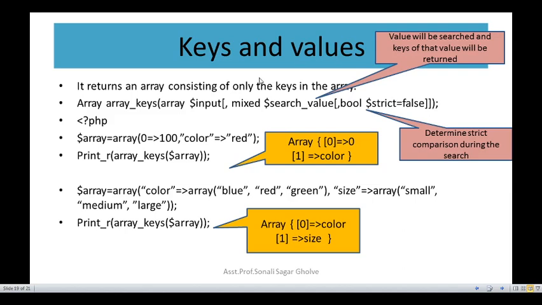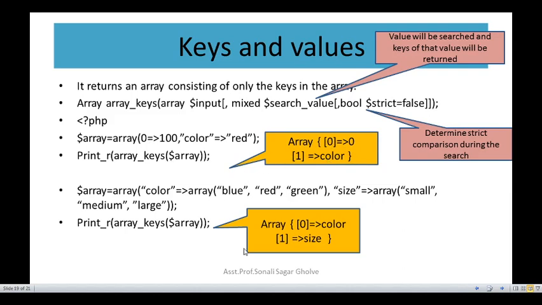Here is one example for this keys and values. See, $array 0, 100, color red, and here we are printing the array_keys of this array. Means here we are trying to print only the keys. Every time before, we were printing the values. But in this example, we are trying to print the keys. So the keys are 0 and color. So here the output will be array of 0 is 0, and then your next output is color.